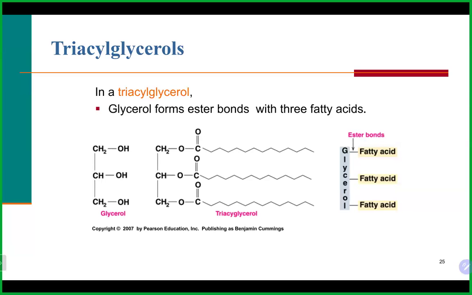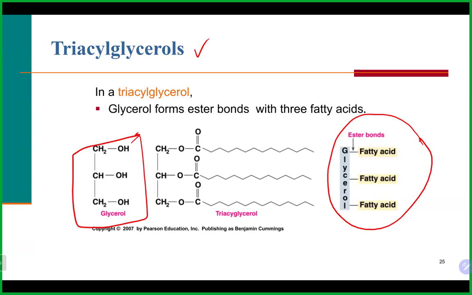So triacylglycerol is one of the things you do need to know. You do need to know what glycerol looks like, and it's a 3-carbon unit that has basically OH groups on it. And basically, we take our fatty acids and we make our ester bonds here through our esterification reaction by removing water. So a triacylglycerol is made up of a glycerol unit and 3 fatty acid units, and they're held together by an ester bond in this particular case.